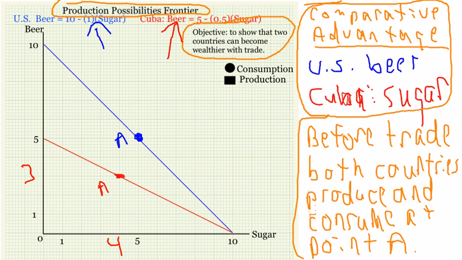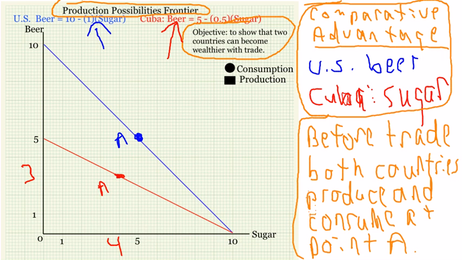And what we'll do now is show that when these two countries engage in trade and they both produce the good, and only the good, that they have a comparative advantage in, and then gain in trade, both countries are going to be able to increase their consumption of both beer and sugar, thus becoming wealthier.